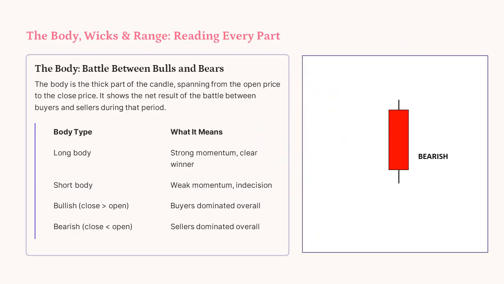A long bearish body, a tall red candle, tells us the opposite. Sellers were aggressive. They pushed price significantly lower and closed near the low. Buyers couldn't mount a recovery. Again, strong momentum favoring the direction of the body. A short body, a small candle, whether green or red, tells us there was no clear winner. The open and close were close together. This indicates weak momentum and indecision. The market is pausing, consolidating, or possibly preparing for a reversal.